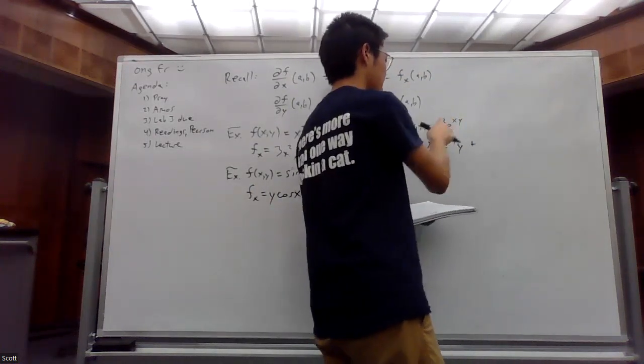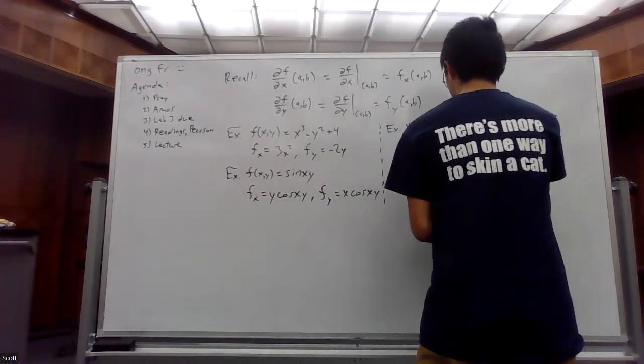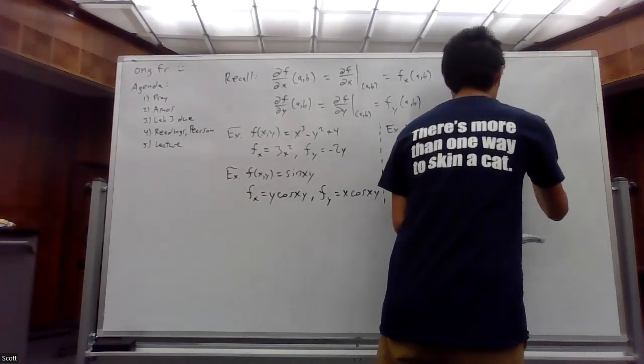Now let's do right d left. Derivative of the left with respect to x is just 2x. And then we copy this over.